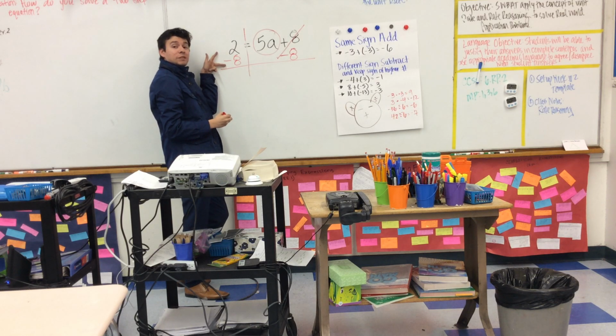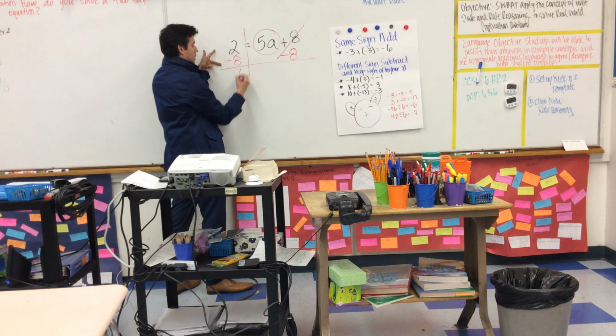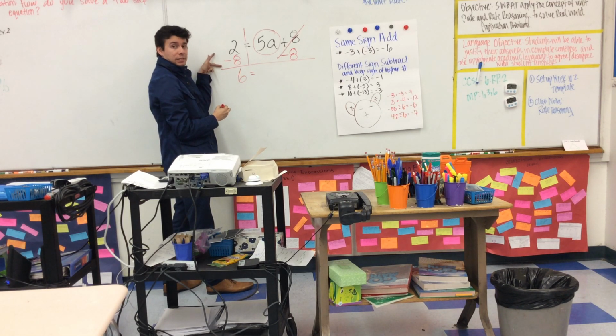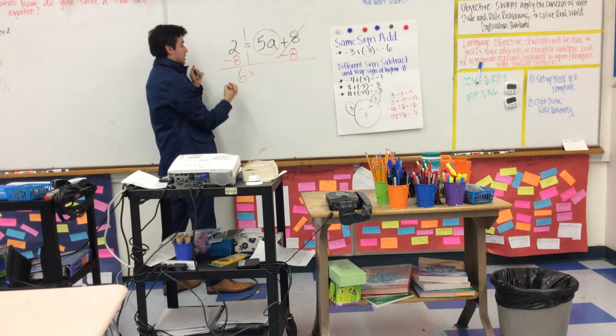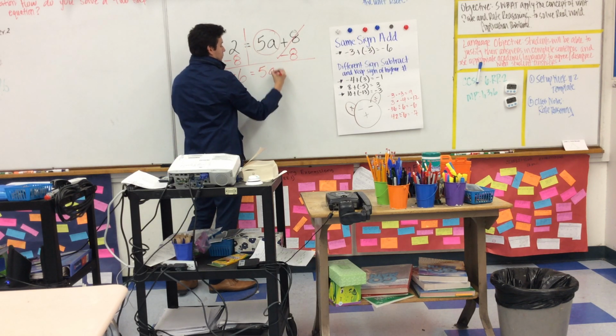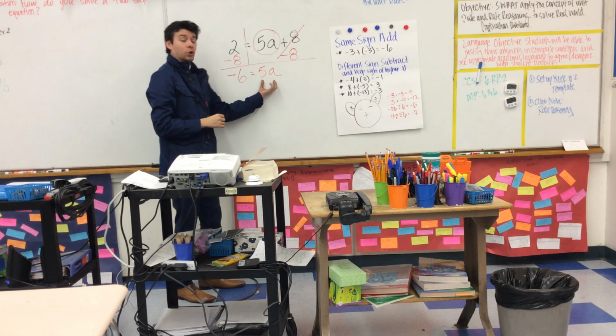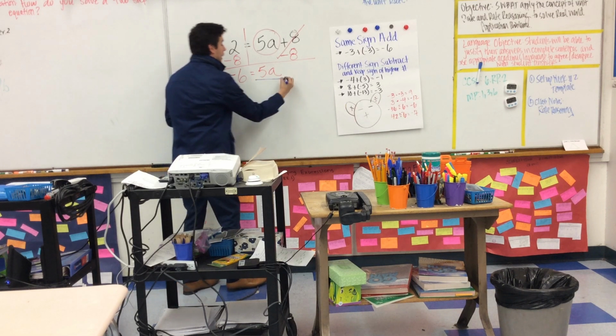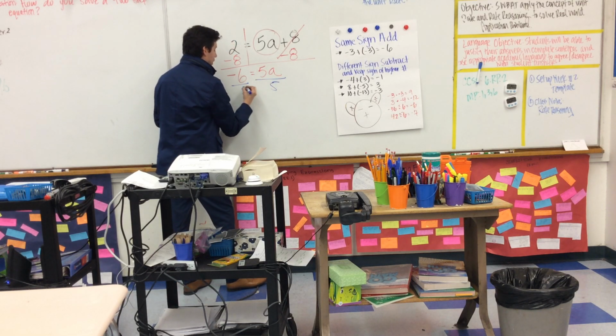Same sign or different signs? That's positive, that's negative. So it's different. So subtract them. So that's going to be 6. Will it be positive 6 or negative 6? Negative 6. Because 8 is bigger. Drop the 5a. Okay? They're multiplied. The opposite of multiplication is division. So we're going to divide this by 5. This by 5.